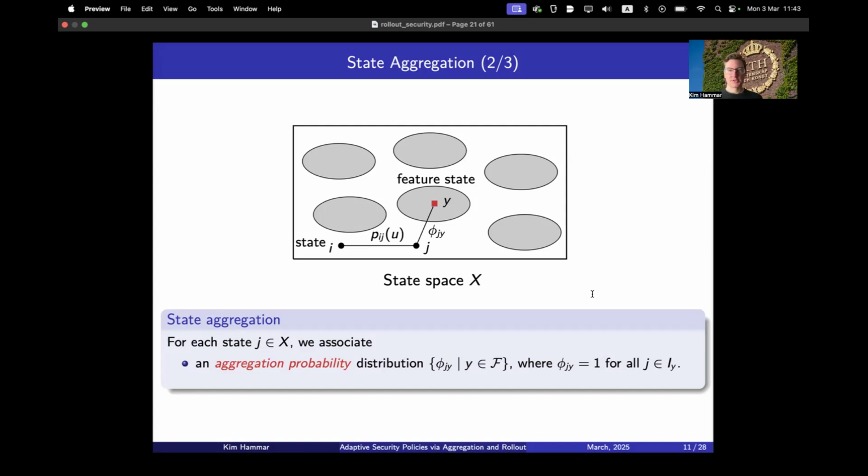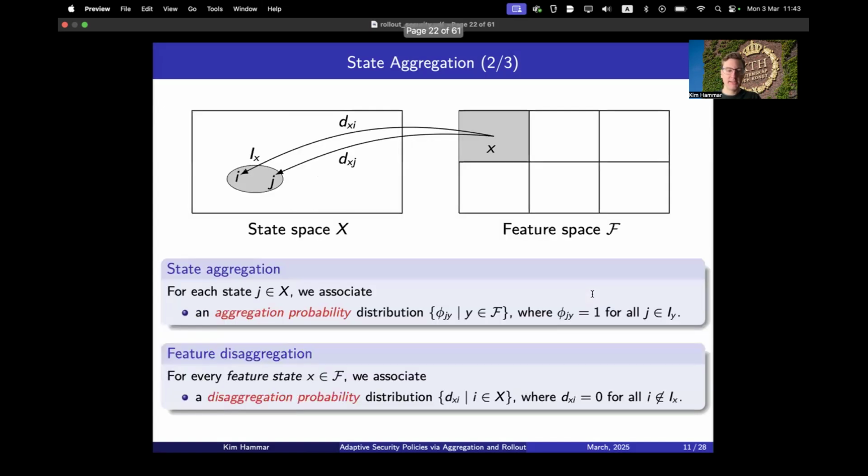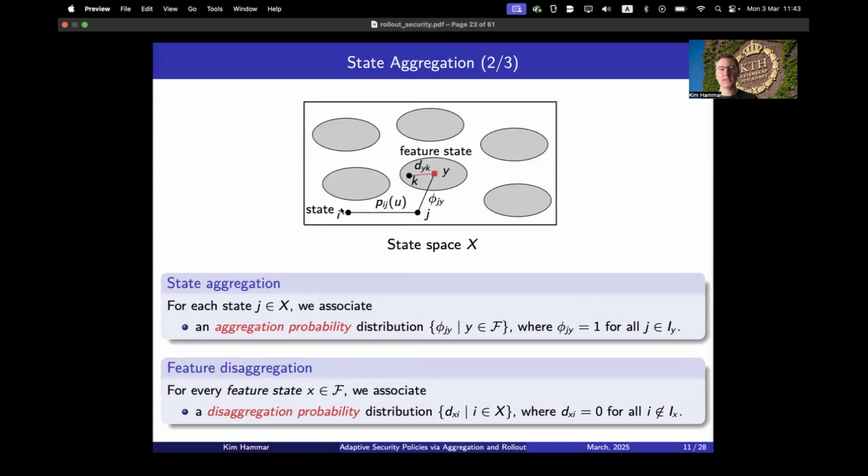And to go in the opposite direction, we also introduce a disaggregation probability distribution called D that allows us to take any feature and then disaggregate that into a state. So in total, we now have three possible transitions. We can transition within the state space using the regular kernel. We can transition from a state to a feature using the aggregation probability. And we can transition from a feature back to a state using a disaggregation probability.